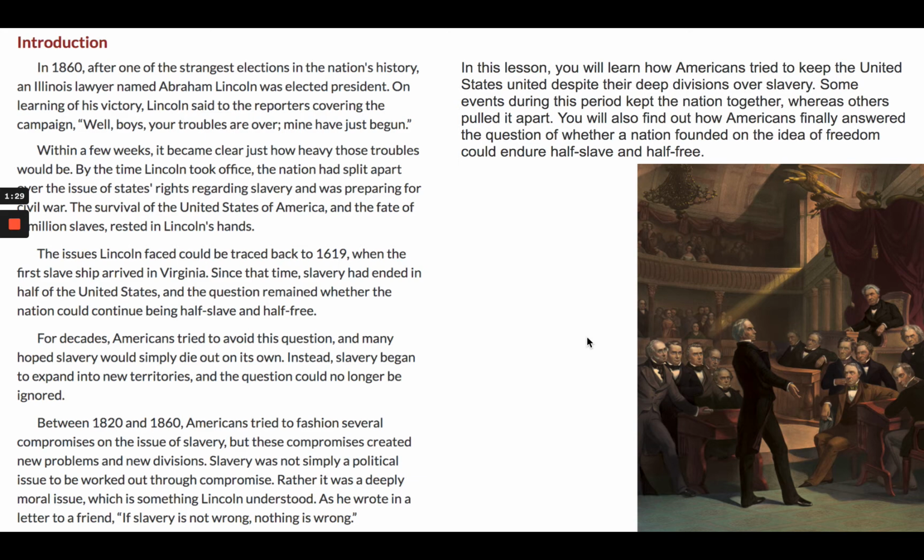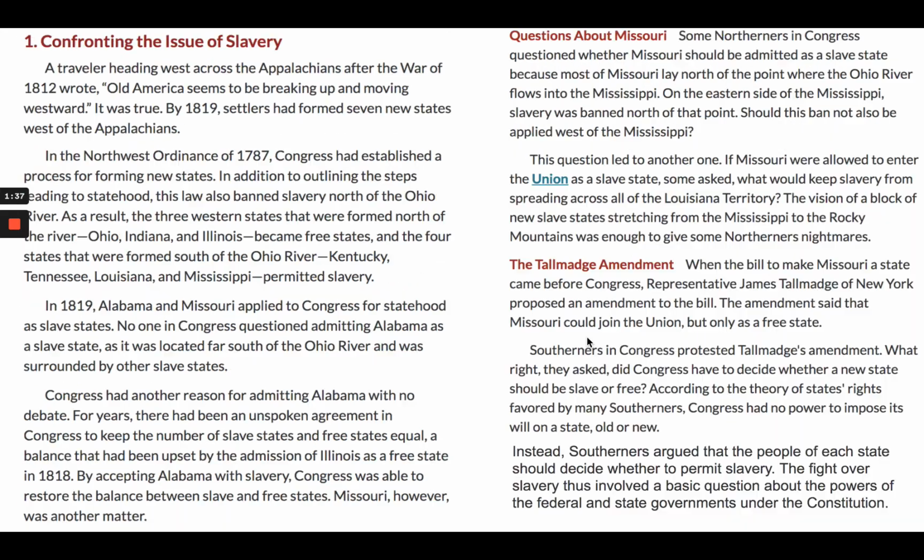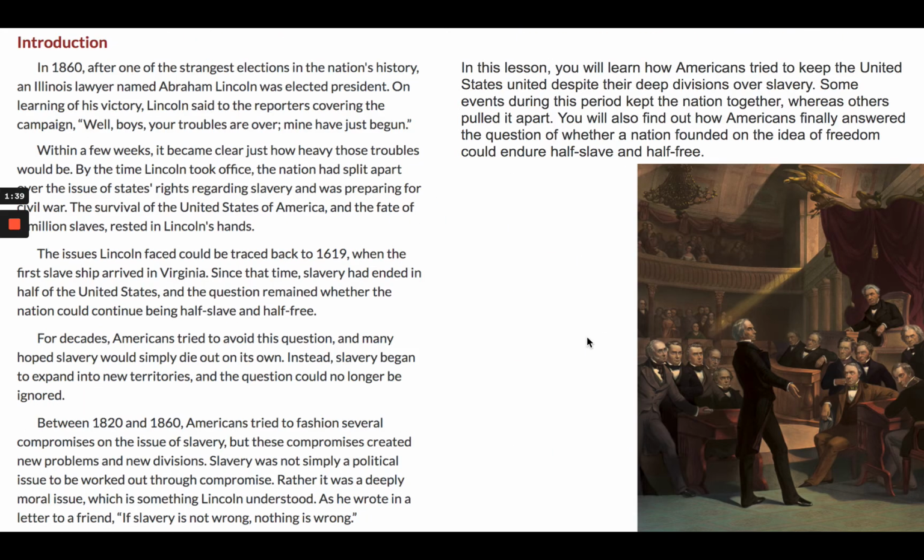The survival of the United States of America and the fate of millions, I believe it's 6 million, I believe it's 6 million slaves, rested in Lincoln's hands.